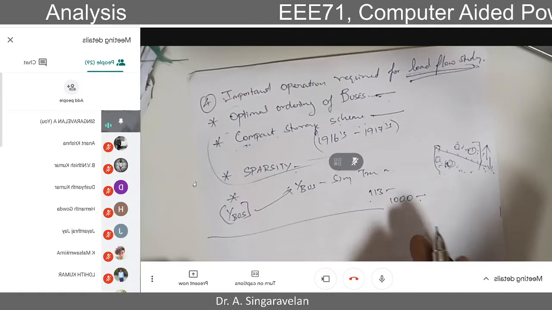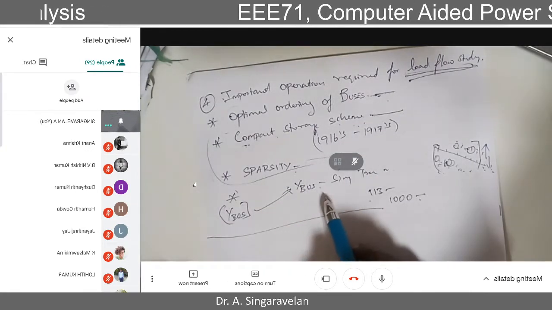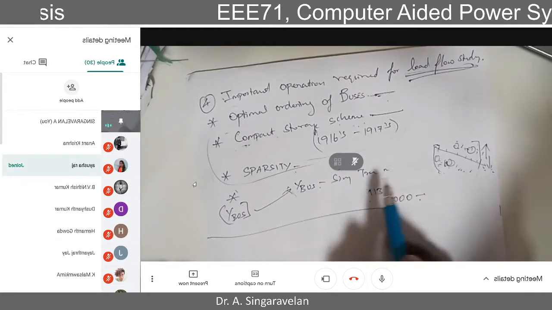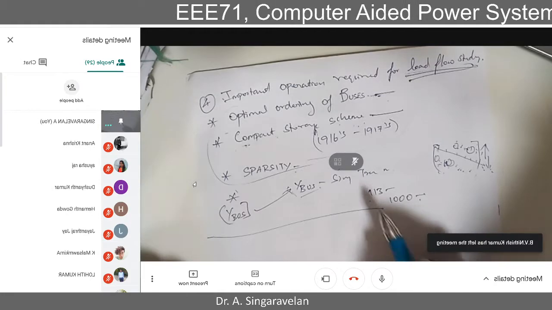But for our academic purpose, we will not worry about these three points. We are only going to look at the Y bus system. That is the reason in the first module we learned the Y bus. Up to this, any doubt?